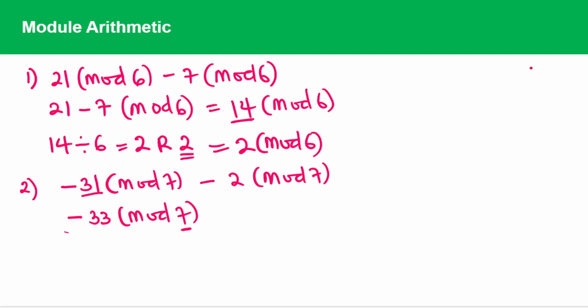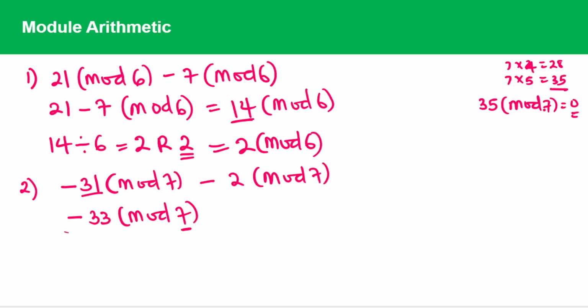So let's check the multiples of 7. 7 times 4 is 28. 7 times 5 is 35. So 35 is a multiple of 7 that is greater than 33. Therefore, if we add 35 to this number, remember 35 mod 7 is equal to 0, because 35 divided by 7 will give you 5 remainder 0. So the remainder 0 is our answer.